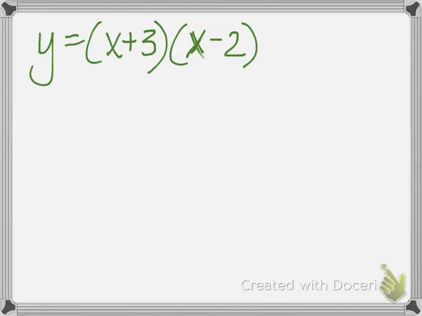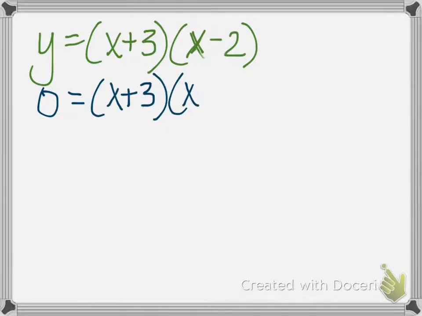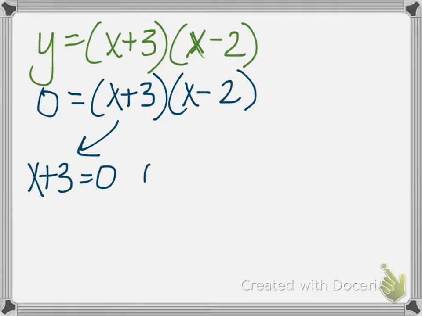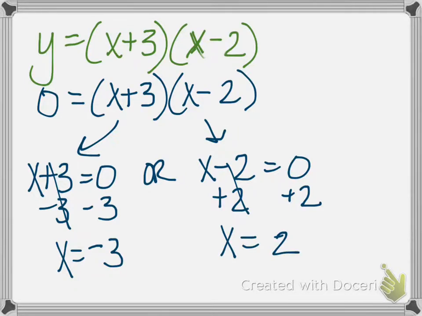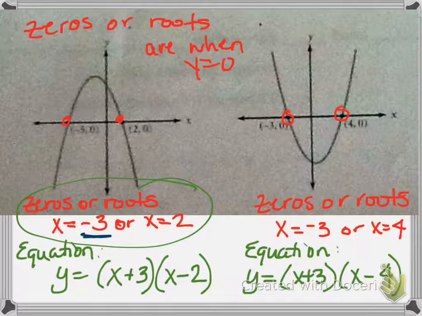So if I'm going to find roots, right, I would set this whole thing equal to 0. So either x plus 3 is equal to 0 or x minus 2 is equal to 0. When I solve, I subtract 3, so x equals -3. And when I solve here, I add 2, so x equals +2. Which, if I go back, there are my roots, -3, +2. Okay, so there's that one.